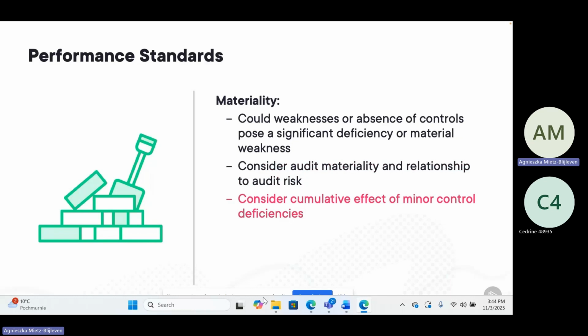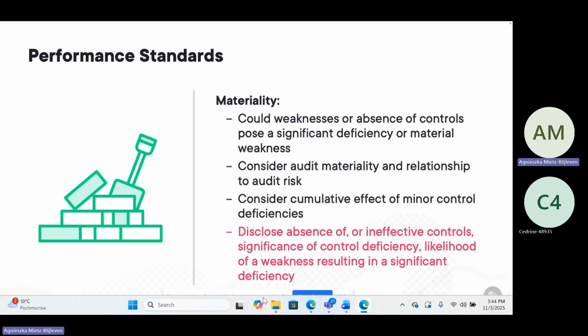a major problem? We, of course, should look for any time where there is an absence of or ineffective controls, or, for example, a significance where the control is just not adequate, it's deficient, or a likelihood of a weakness resulting in a significant deficiency. Anytime we find these things, we must disclose them so that the organization is aware of this material potential weakness.